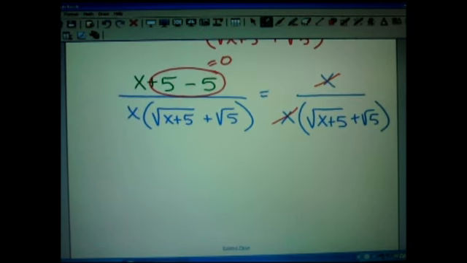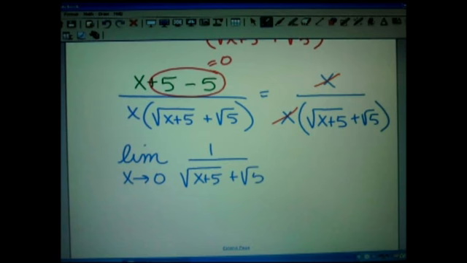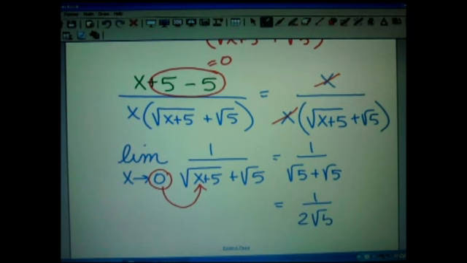And I'm going to go ahead and rewrite my limit at this point. So now I'm looking at the limit as x approaches 0 of 1 over radical x plus 5 plus radical 5. And if you notice what happens, now I'm approaching 0 here, so I can plug that into my limit. It doesn't make anything undefined, right? This is going to become 1 over radical 5 plus radical 5 in the denominator there, which would be 1 over 2 radical 5.